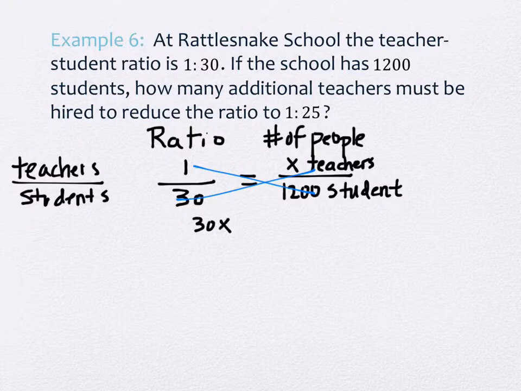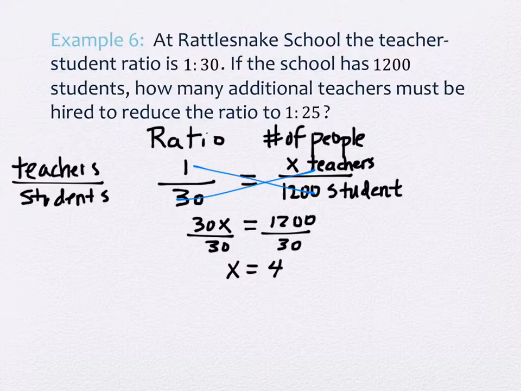We have 30x equals 1,200. And then what? Divide by 30. What does x equal? Did you guys say 40? Okay. 40 teachers, right? 40 teachers is what we have right now.